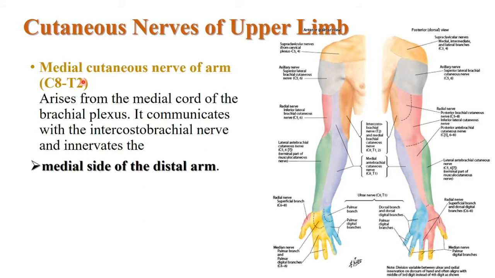Then comes the medial cutaneous nerve of arm. The medial cutaneous nerve of arm is a branch from the medial cord of the brachial plexus, and it has the root value of C8 to T2. It also communicates with the intercostobrachial nerve, supplying the medial side of the distal arm.